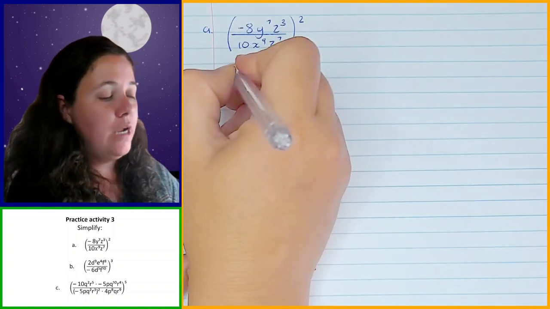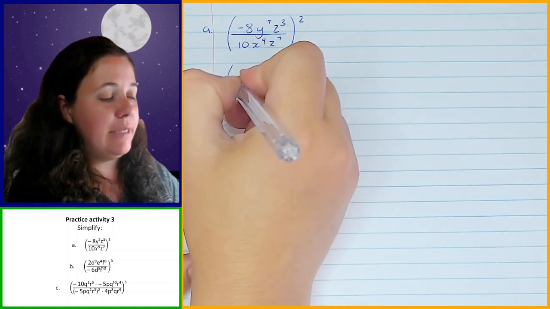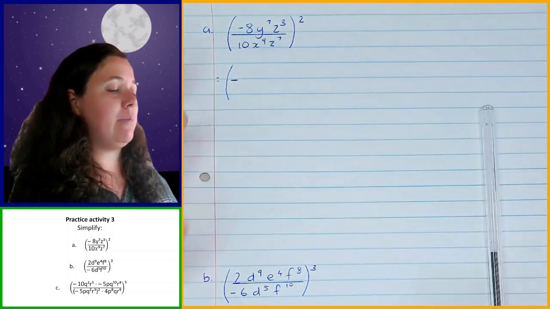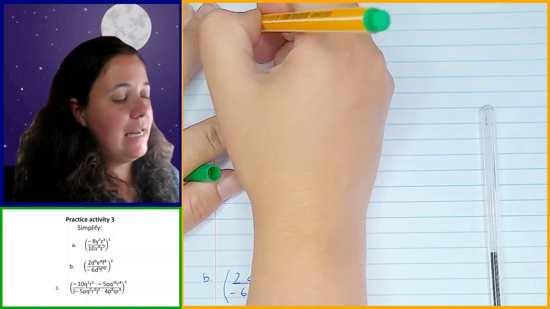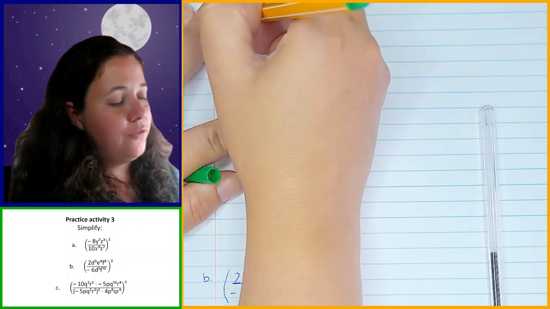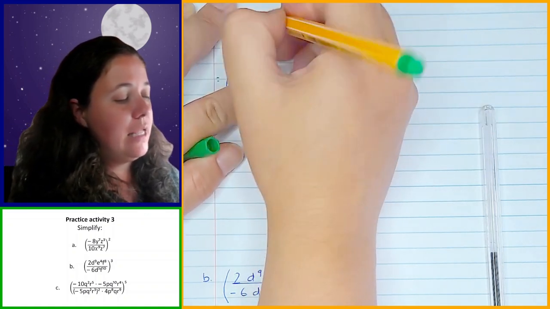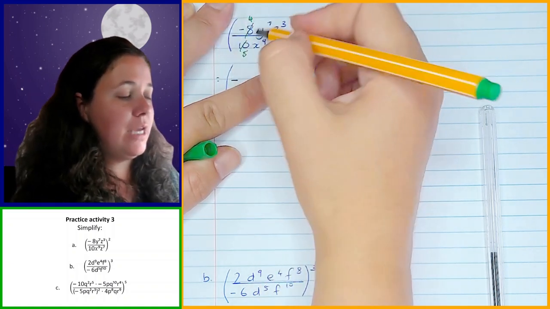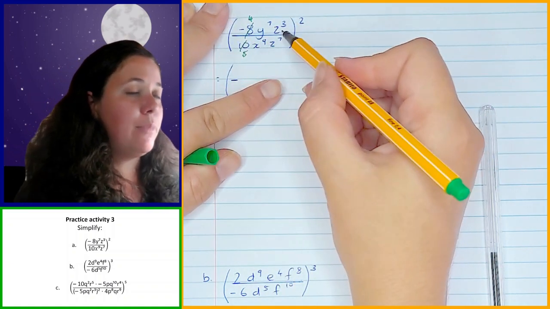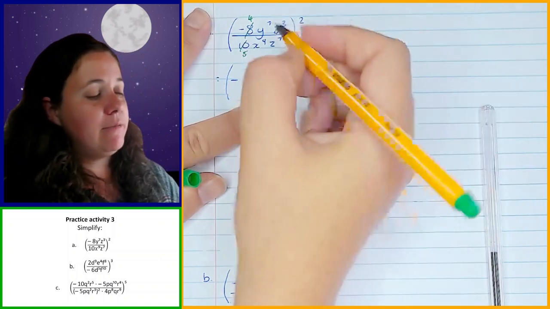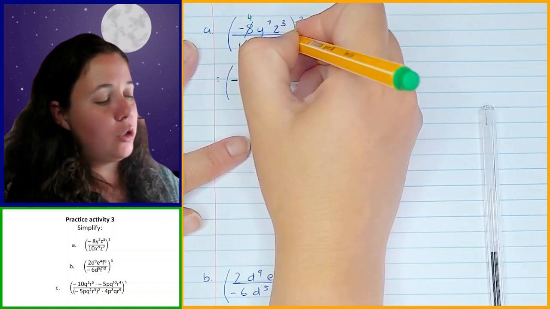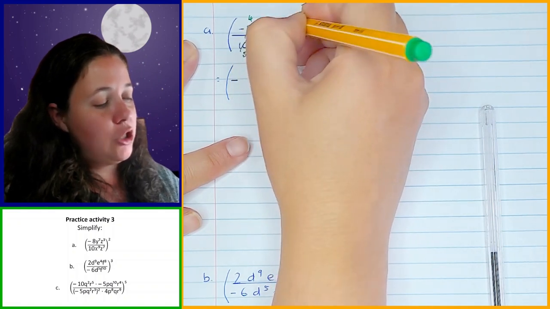Now I already know that I've got a negative divided by positive, that gives me negative. Then I'm going to simplify my coefficients. So I'm going to have 8 and 10, that gives me 4 and 5. Then the y I can't do anything with, and the x I can't do anything with. But the z, I've got z cubed and z to the power of 7, and that gives me z to the power of 4 in the denominator, and the z cubed cancels.